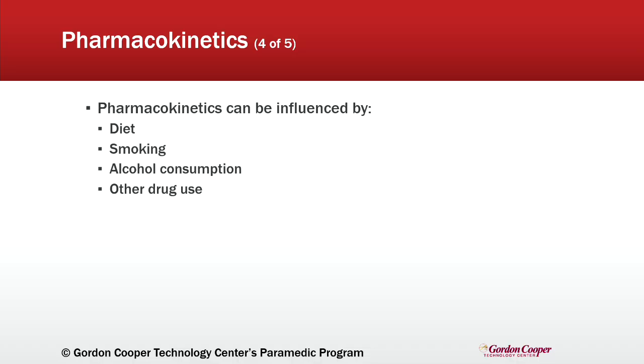Pharmacokinetics can be influenced by diet, smoking, alcohol use, and other drugs, even including over-the-counter medications. Drugs processed by the liver and kidneys may build up to toxic levels in older adults, and optimal doses for these drugs are not always well known. In general, doses should be reduced to avoid the risk of toxicity.